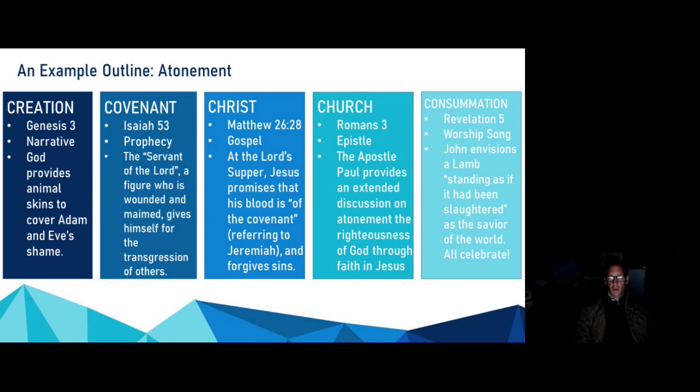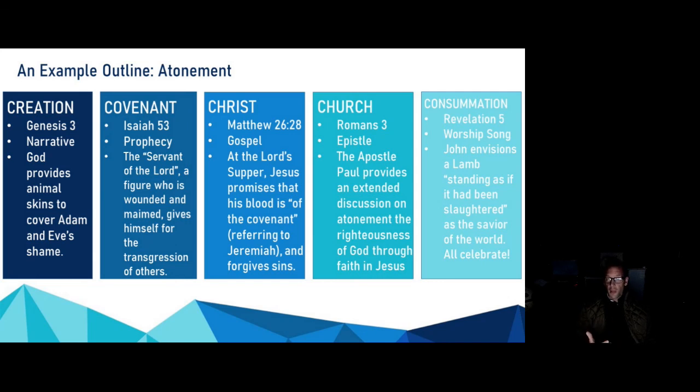In covenant, we read the prophecy. So we get a little different genre here. The prophecy of Isaiah talks about the servant of the Lord who is pierced for our transgressions, crushed for our iniquities. The idea in this prophecy is that one person is harmed and is willingly, lovingly doing so that another person can be saved. The Christ part of the narrative here, Matthew 26, verse 28, at the Lord's Supper, Jesus promises that his blood is of the covenant. So actually, he's doing a cross-reference back to the book of Jeremiah about forgiving sins. This is an atonement theme.